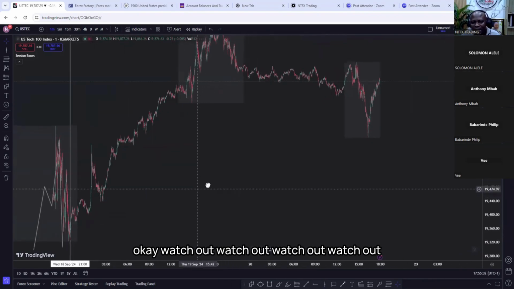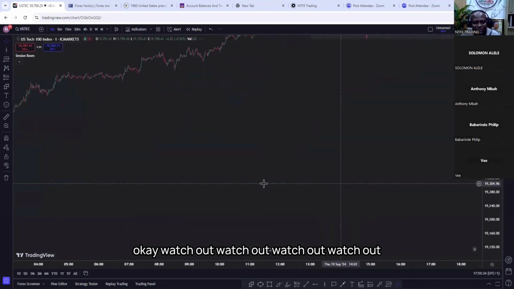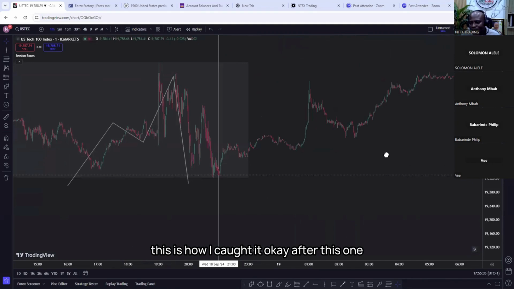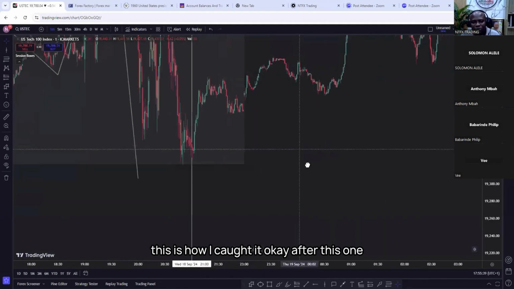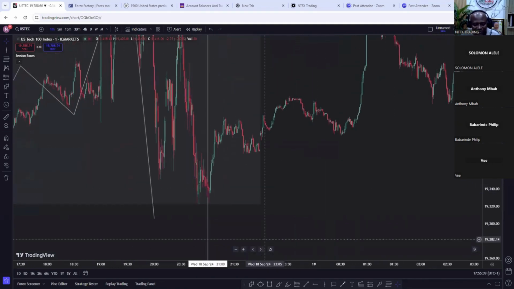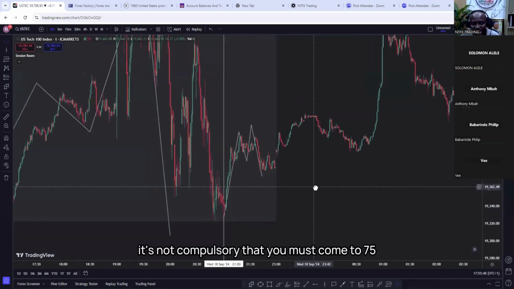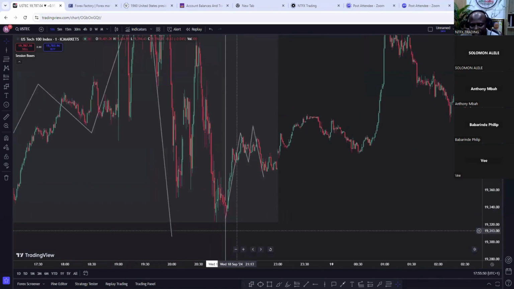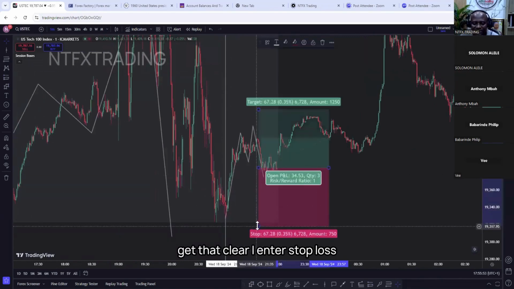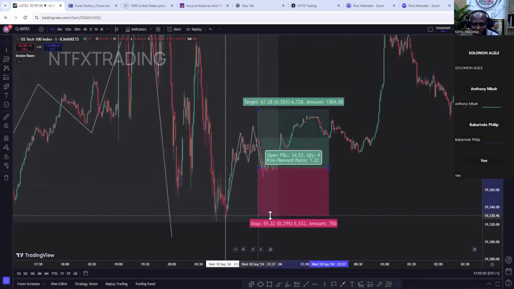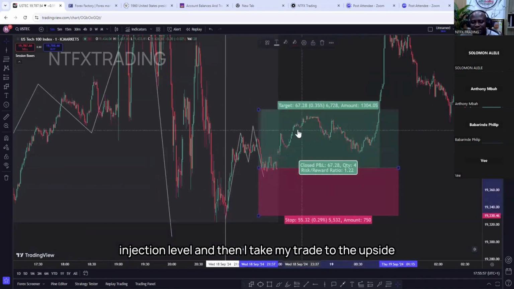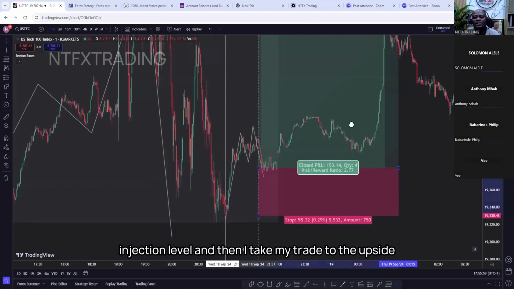Okay, watch out. This is how I caught it. Okay, after this one, this is the injection. Yes, sir. Boom. Here, I told you it's not compulsory that it must come to 75. Get that clear. I enter, stop loss below injection level, and then I take my trade to the upside.